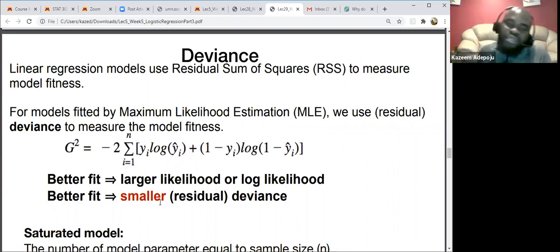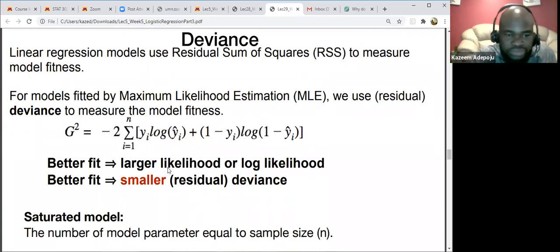You remember when we were dealing with the linear regression model, when you are using the p-value, if a p-value is small, it means the test statistic is large. So what I'm trying to say right now is, when you want to base your decision on the likelihood or on the log likelihood, you need to consider the larger one. But if you want to base your decision on the residual, which we call the deviance, then it has to be a smaller deviance. So I'm going to walk you through how you can compute this.